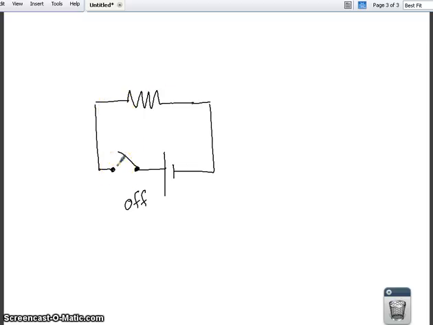This is like turning a switch on in your house. You flip the switch off, you break the circuit, therefore charge cannot flow.